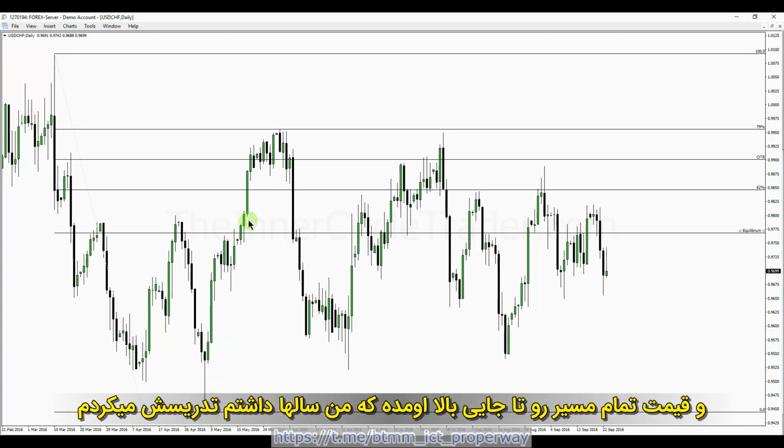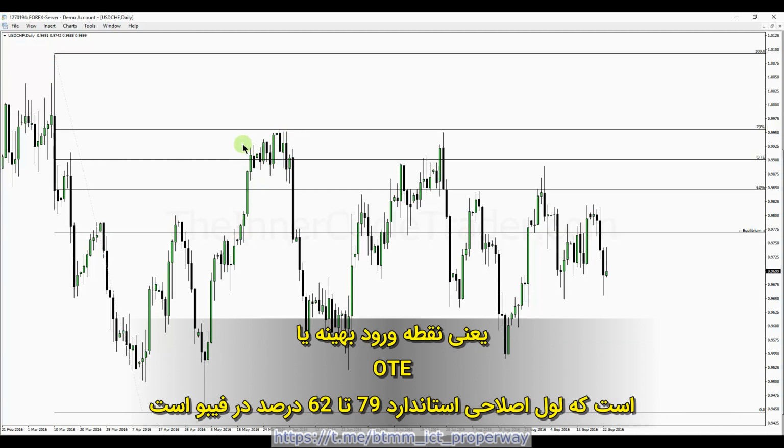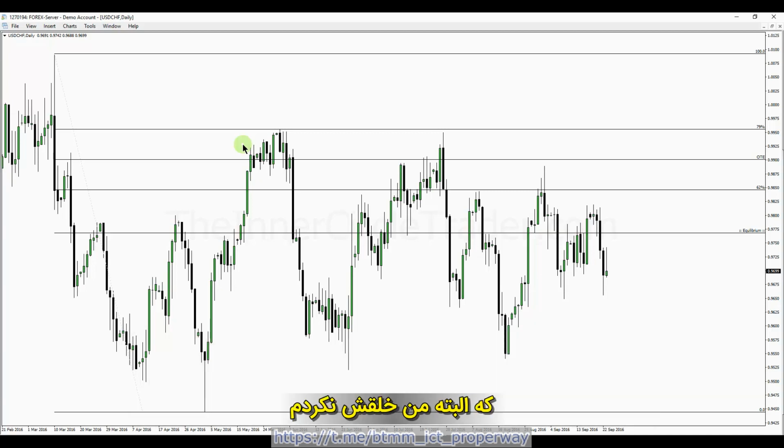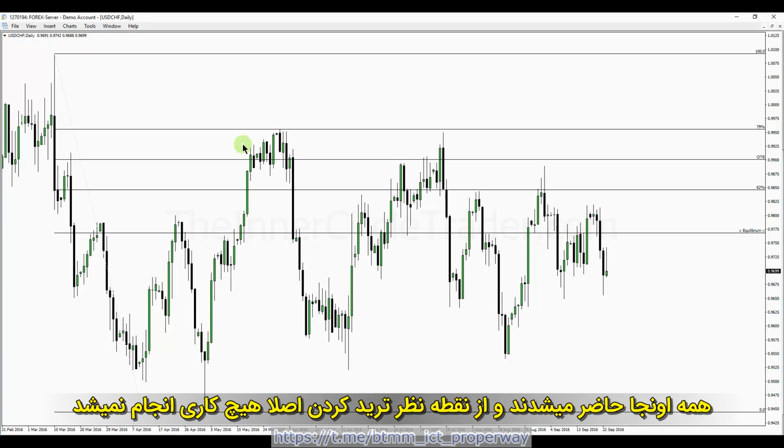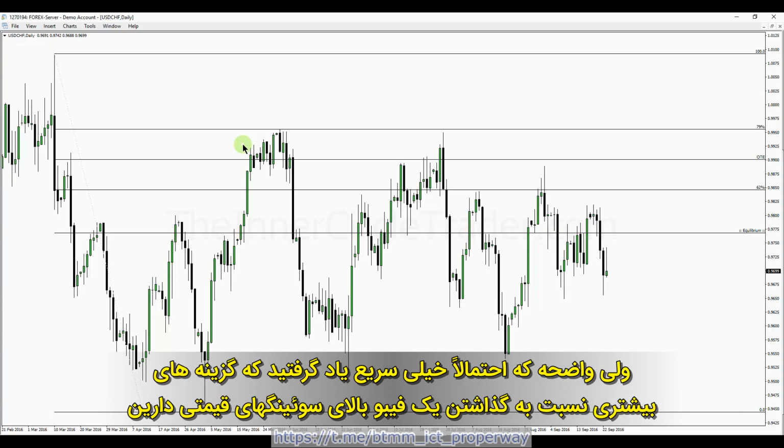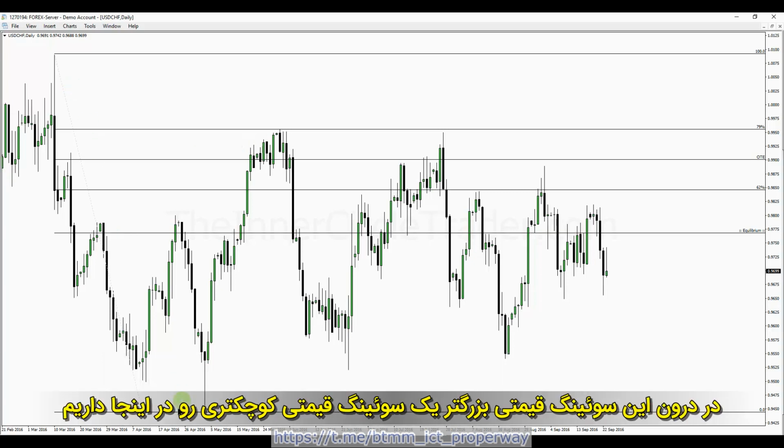And price comes all the way back up to what I have taught for many years, the optimal trade entry, which is a standard 79% to 62% retracement level on the fib. Now, I didn't create that, but if it was simply looking at 62% to 79% retracement levels for buys and sells, everywhere we loaded it would be no work at all in terms of taking trades. But obviously, you probably learned very quickly there's much more to it than just pulling a fib over top of price swings.